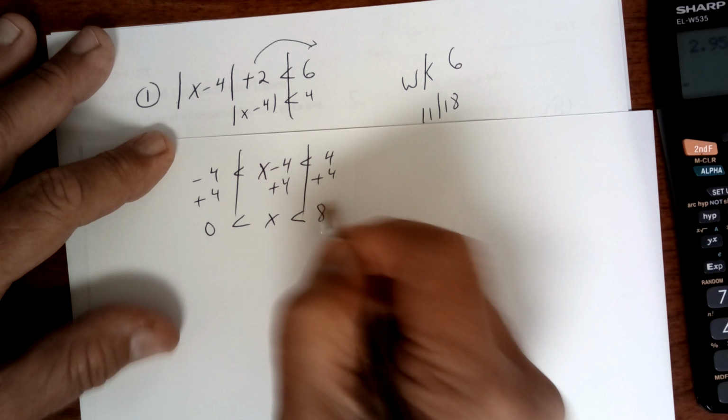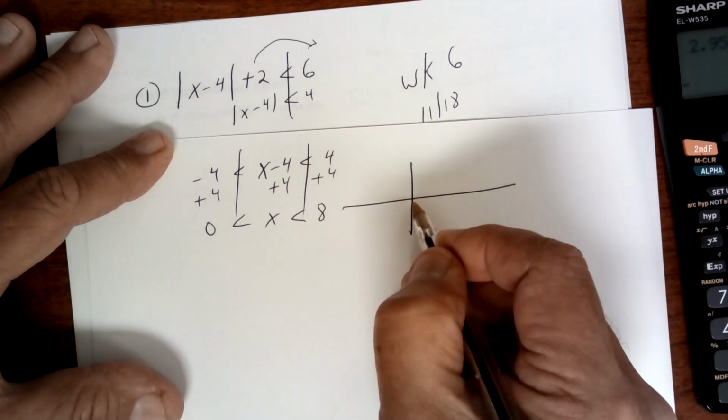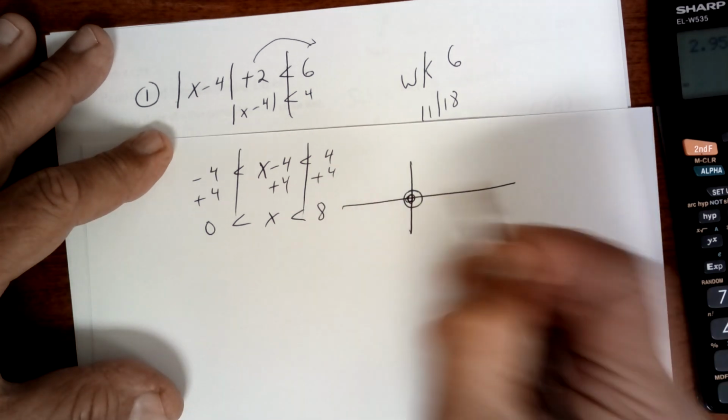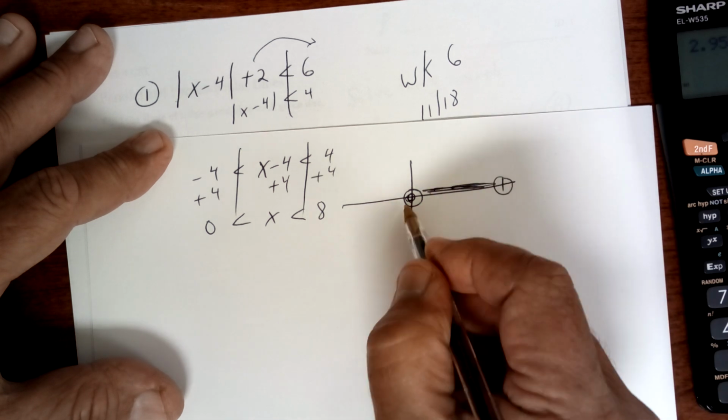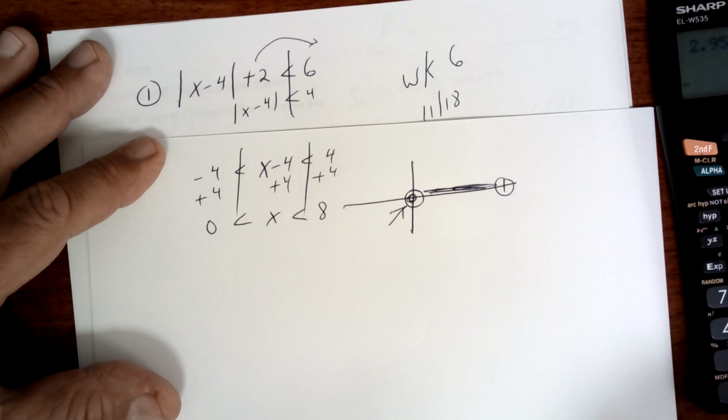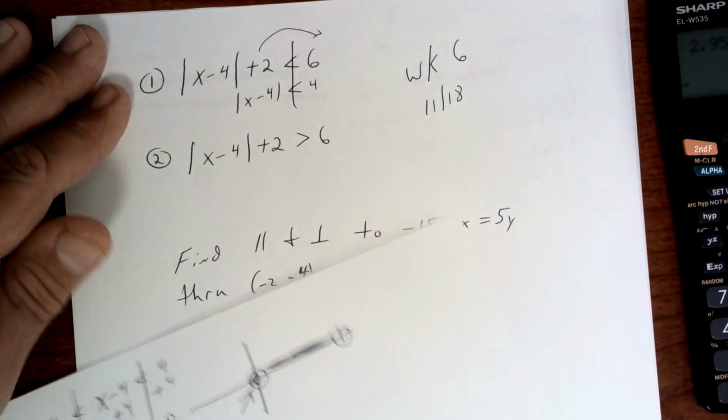So it's between 0, exclusive, and 8. Okay, so don't color this one in. So delete that. Alright, this one right here is pointing away.